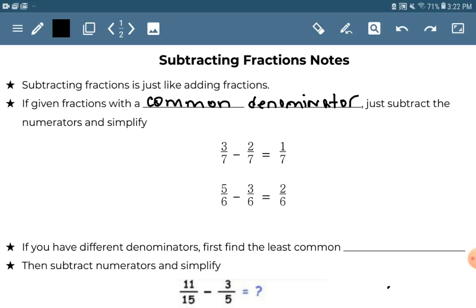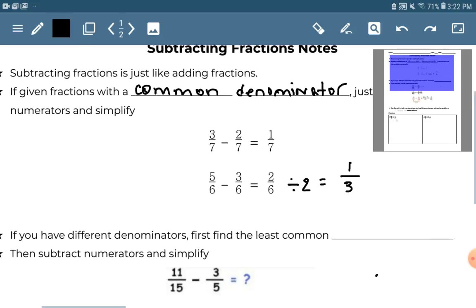I'm going to go ahead and talk about how we can simplify it. 2 and 6 are both even numbers, and all even numbers are divisible by 2. So when we divide the top by 2, 2 divided by 2 is 1, and 6 divided by 2 is 3. That is actually what your answer would be in simplest form. But again, the steps there when you are given a common denominator is just subtract the numerators and simplify.